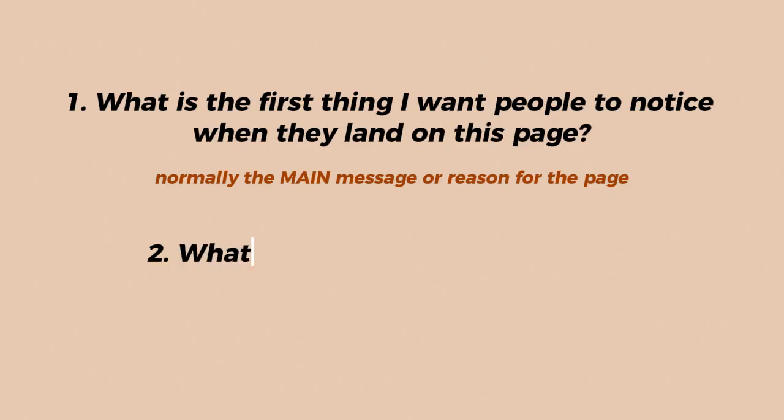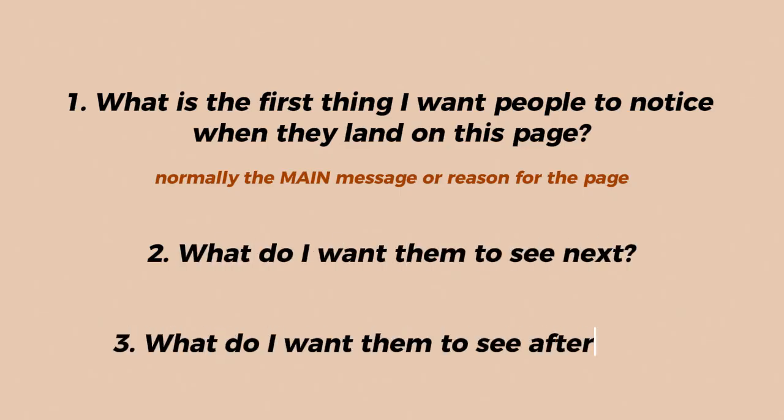And then you want to ask, what do I want them to see next? And then you're going to ask, what do I want them to see after that? And basically, you're just setting up a 3-step path. This is essentially what you need to think about before you're creating, that way you can control the visual hierarchy of your designs. Humans tend to notice things in order, and you as the designer or the DIY entrepreneur are in control of that. So keep that in mind.